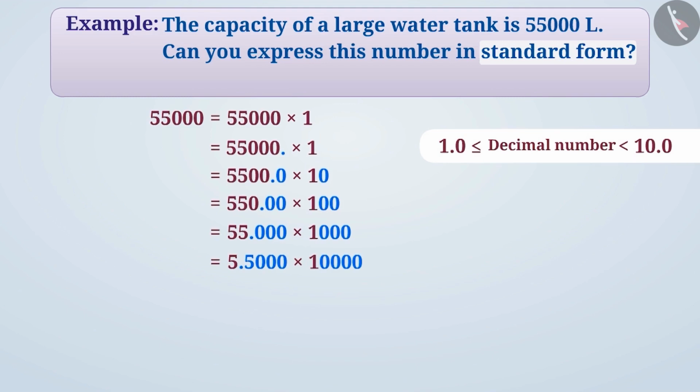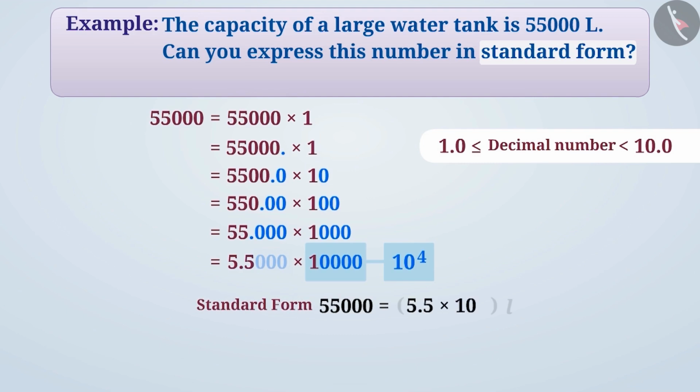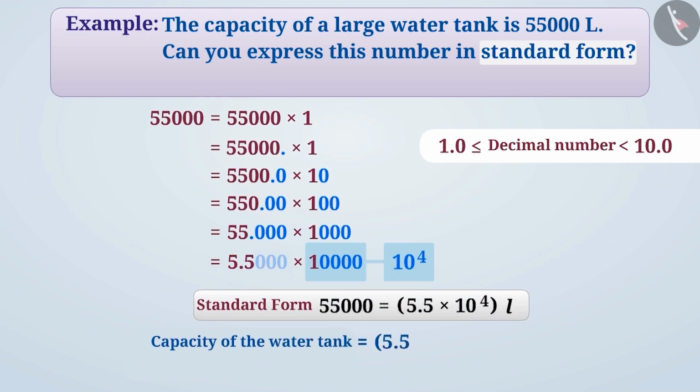Here, 10,000 has 4 zeros to the right of 1, which means 10 is multiplied by itself 4 times to obtain this number. Therefore, we can express 10,000 as 10 to the power of 4. At the same time, any zero placed after the last non-zero digit after the decimal point has no value, so we ignore them. This gives us the standard form of the given number as 5.5 into 10 to the power of 4. Therefore, the capacity of the water tank can be shown as 5.5 into 10 to the power of 4 liters.